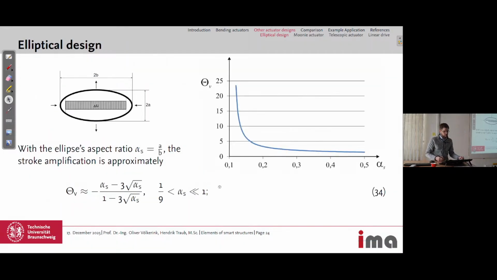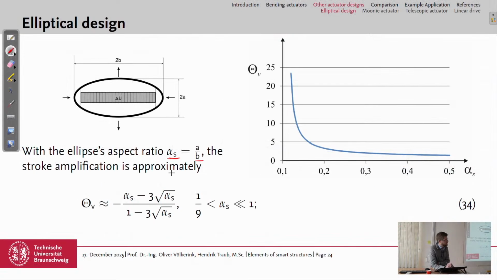And this can then again be used to formulate an equation for the stroke amplification. So we introduce a ratio again, alpha S in this case, which is A over B, and with this we have an equation again for the stroke amplification of this elliptical design, where this alpha S is in, and we say alpha S is in the limits 1/9 and far smaller than 1.